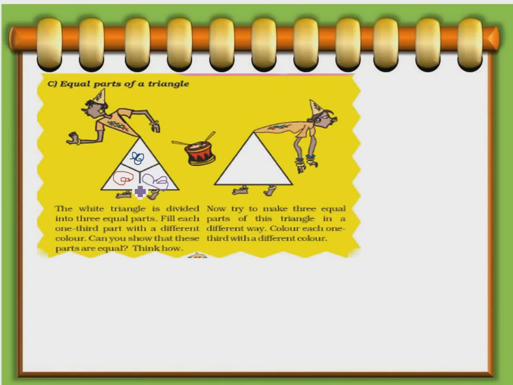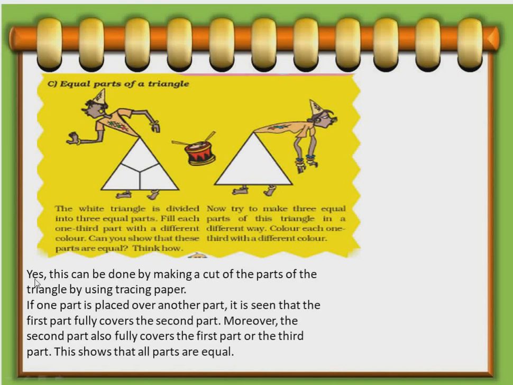Each 1/3, because this is 1 out of 3 parts. Now, can you show that these parts are equal? Now, they are asking us to show whether these parts are equal. All these 3 parts which have been divided, are they equal?